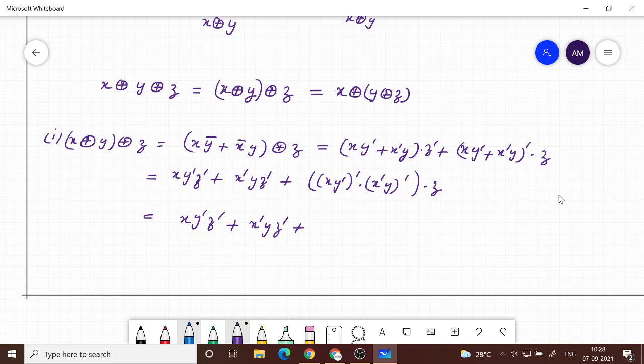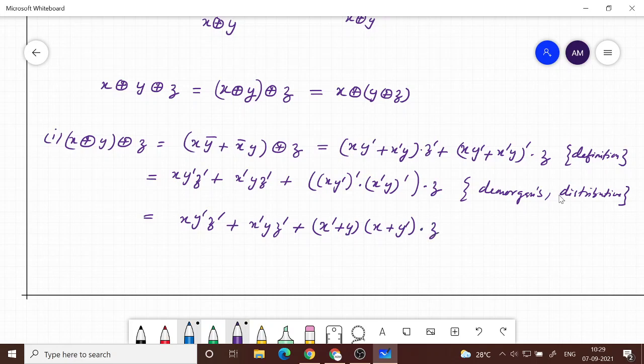Okay, so here I have used the definition of XOR gate in the first line. This is the definition. So here I use De Morgan and then distribute it on the first. Okay, so now if I apply De Morgan's one more time, it will be like this. So this is again De Morgan's. So now I can distribute.